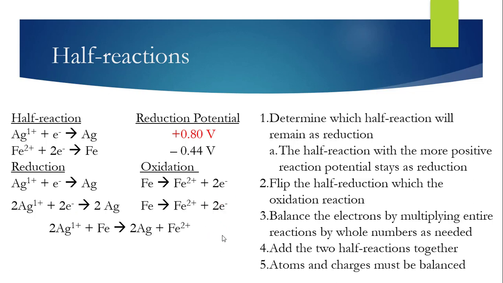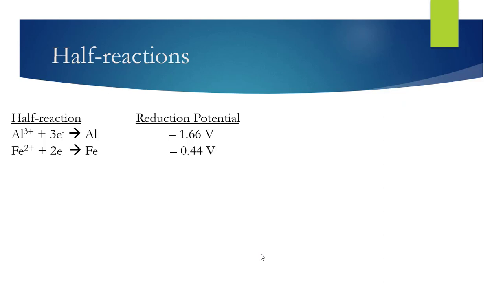So now I'm going to check the atoms and the charges. I have 2 silvers. I have 1 iron. 2 times 1 plus is the same as 1 times 2 plus. So that checks out. So here is one for you to do. Stop, get the complete reaction, come back, check your answer, then I'll walk you through it. Go. And this is the correct answer.